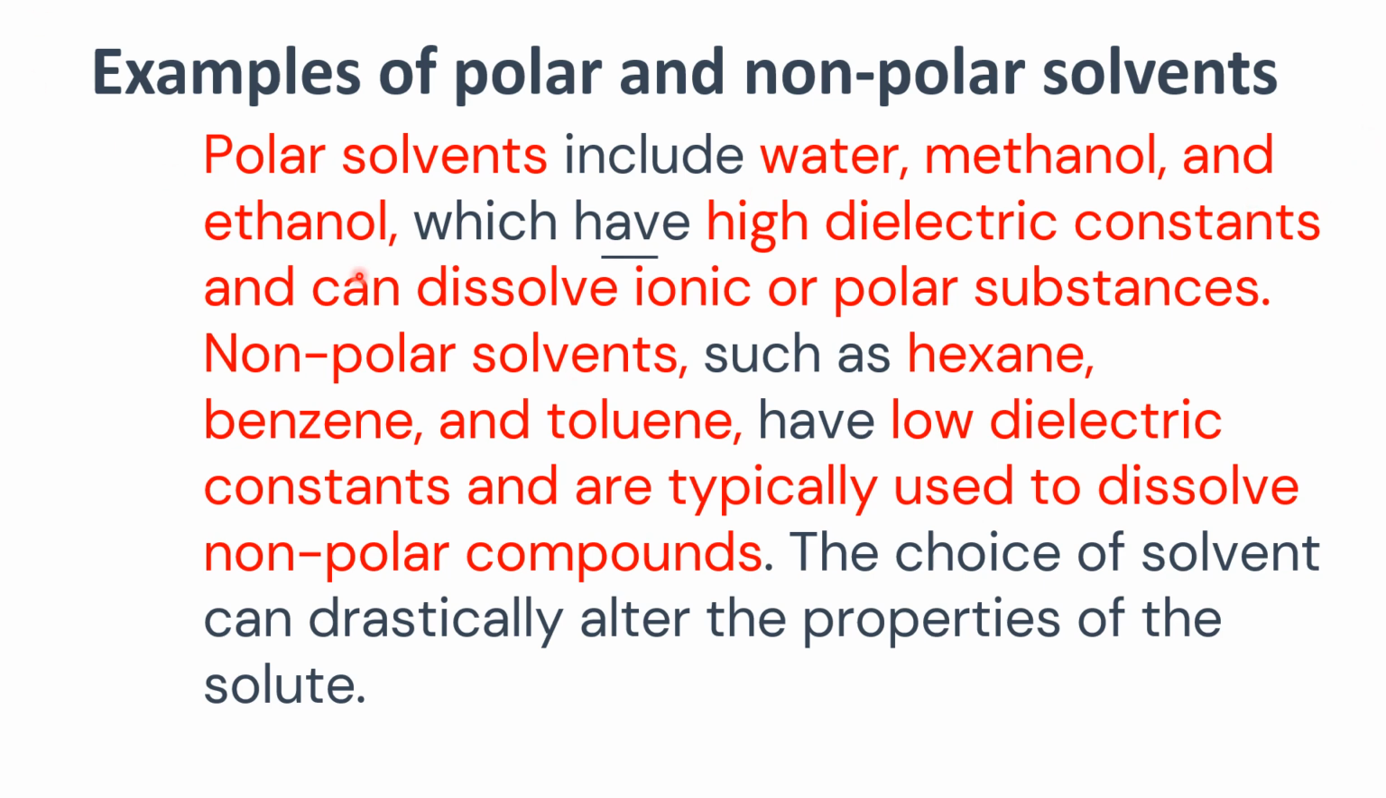For example, if we take a polar solvent like water, methanol and ethanol, we have in that a heteroatom like oxygen, which has a high negative charge. So we have a partial charge separation inside the molecule. So it will have a high dielectric constant and thereby can dissolve ionic substances.